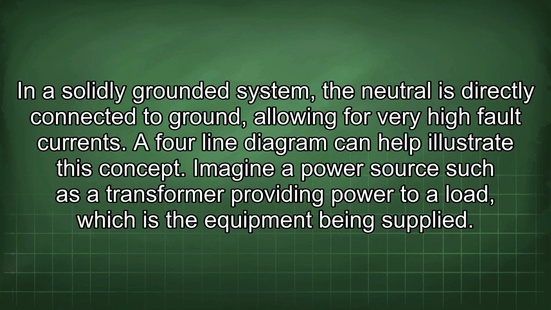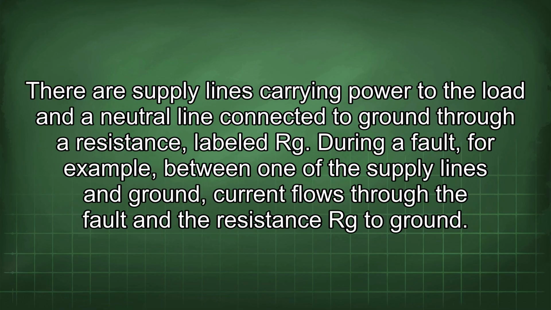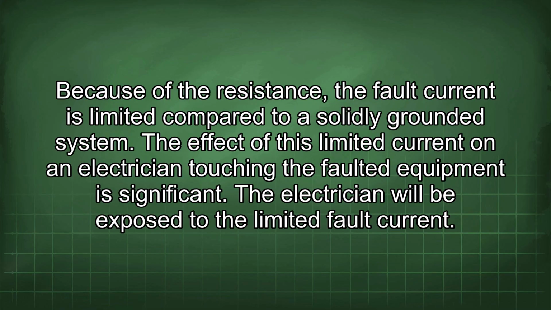A 4-line diagram can help illustrate this concept. Imagine a power source such as a transformer providing power to a load, which is the equipment being supplied. There are supply lines carrying power to the load and a neutral line connected to ground through a resistance, labeled Rg. During a fault, for example, between one of the supply lines and ground, current flows through the fault and the resistance Rg to ground. Because of the resistance, the fault current is limited compared to a solidly grounded system.